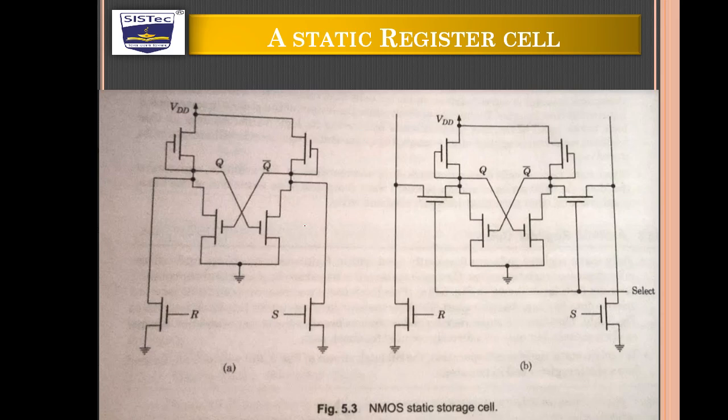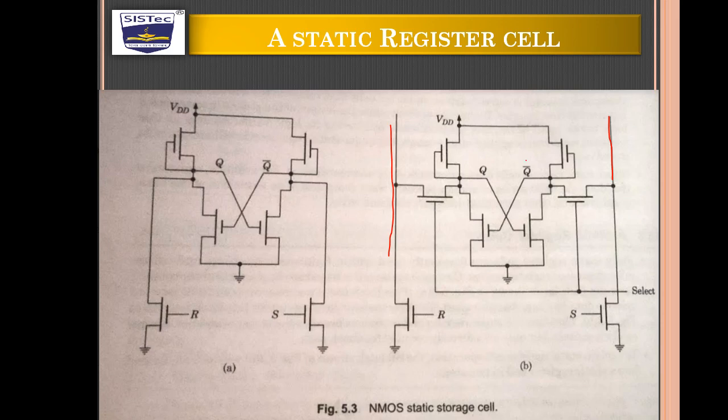In this diagram we can see the NMOS static storage cell. Basically this circuit is split into a cross-coupled inverter pair with the set and reset pull-down transistors physically separated from the storage element by bus lines. These are the bus lines, and these buses hold signals representing the register cell's logic state and its complement.